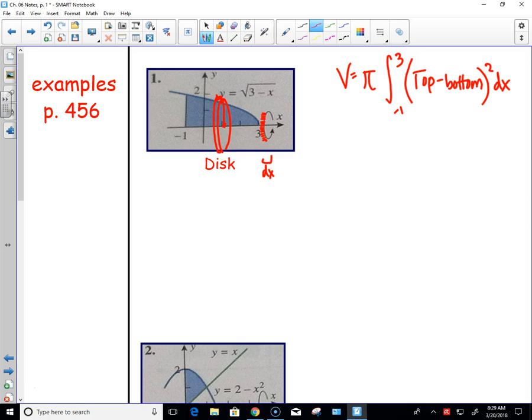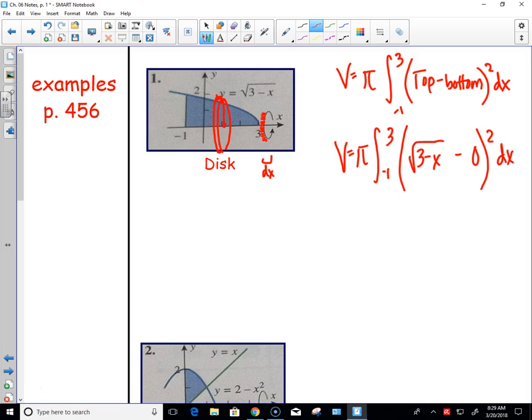So what's on top? The function, right? Yeah. So on top is going to be my function, and on bottom is going to be my 0. So I could say my r is going to be top, square root of 3 minus x, minus bottom is 0, squared dx. That would be how I would write the integral expression.